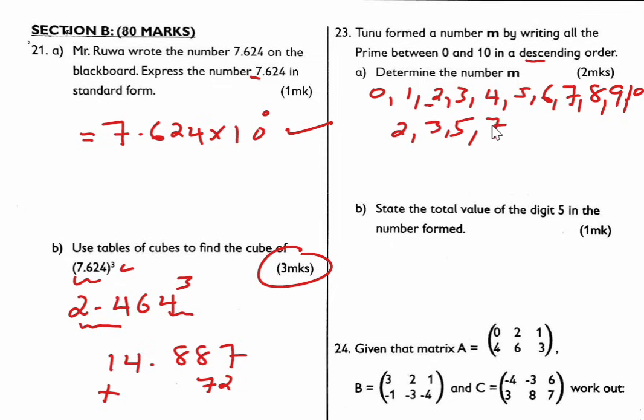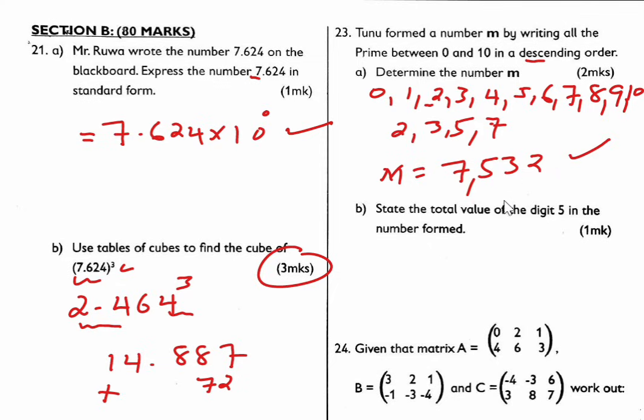So these are the prime numbers. Descending means from the largest to the smallest. And therefore, the number M is going to be 7,532. You get those 2 marks. So this is the number M, 7,532. Part B, state the total value of the digit 5 in the number formed.